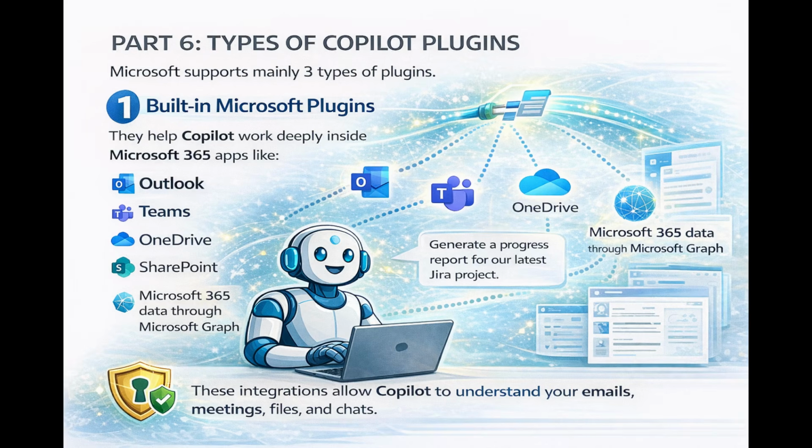The first one is built-in plugins. These are built and provided by Microsoft itself. They help Copilot work deeply inside Microsoft 365 apps like Outlook, Teams, OneDrive, SharePoint, and Microsoft 365 data through Microsoft Graph. These integrations allow Copilot to understand your emails, meetings, files, and chats.